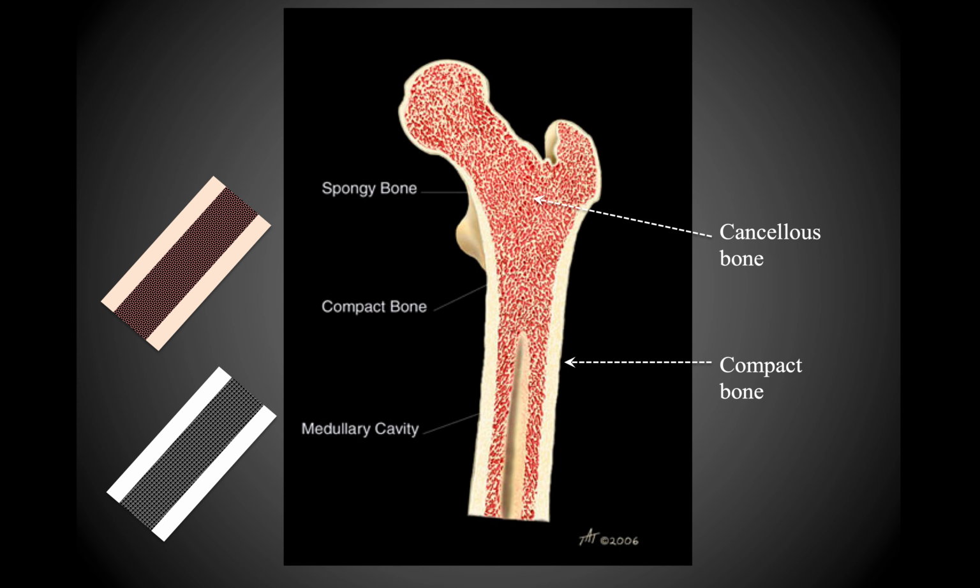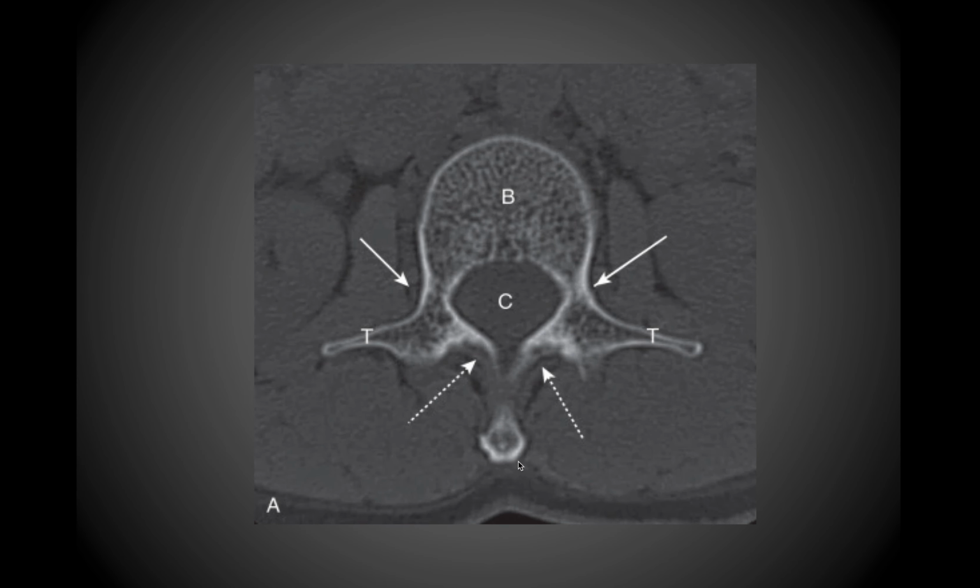So this is just a caricature drawing of our cancellous or trabecular bone, which is colored this reddish color on the inside. Compact bone you can see on the outside, so it's a cortical bone, and then you can actually make out the medullary cavity here in the middle of the shaft of, in this case, the femur.